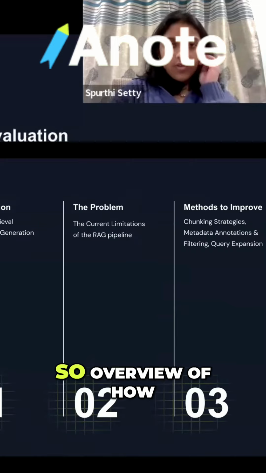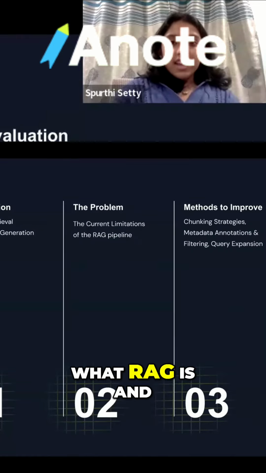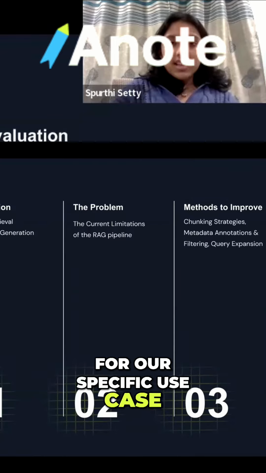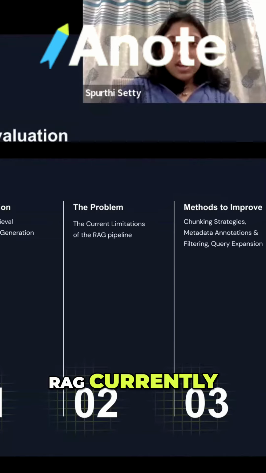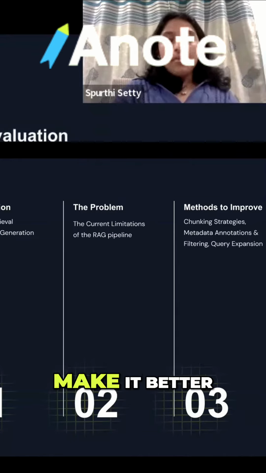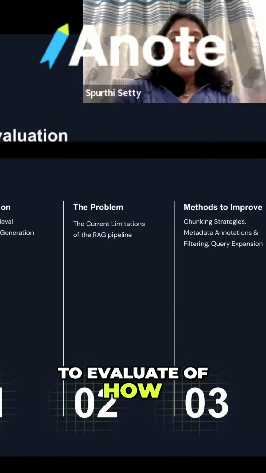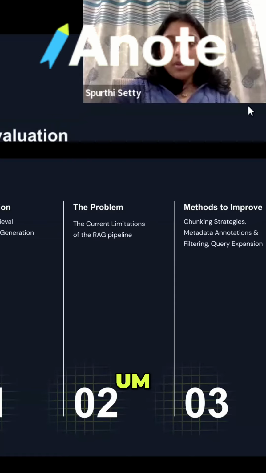All right, so an overview of how the presentation is going to go. Just an overview of what RAG is and why we need it, and then the problem for our specific use case. Then we'll go into why RAG currently has a lot of limitations, and the different strategies we're trying to make it better, and the different ways we're going to try to evaluate how good our RAG systems are so that we can basically tell whether or not we made improvements.